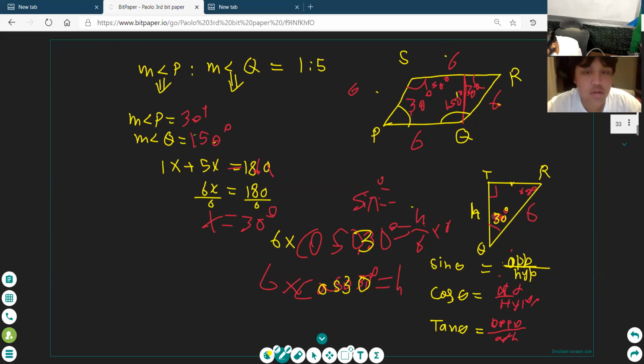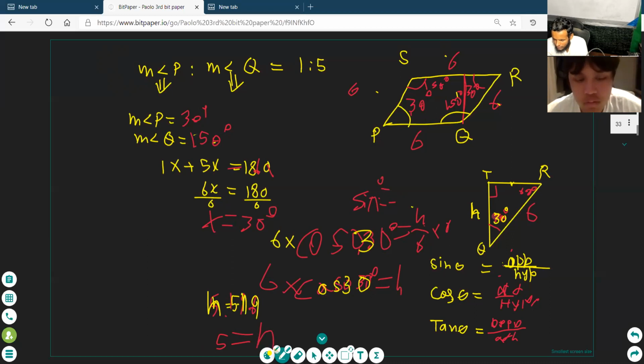30 degrees is 0.866 times 6 equals 5.196. Yes, write it. X is equal to 5.19. Round it: 5.19, or only 5. You can also write 5.19 or only 5, okay? H is equal to 5.19.